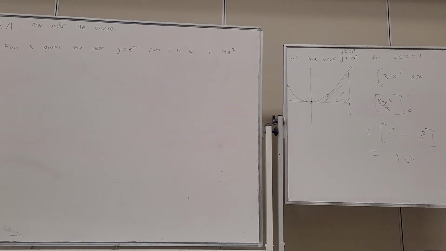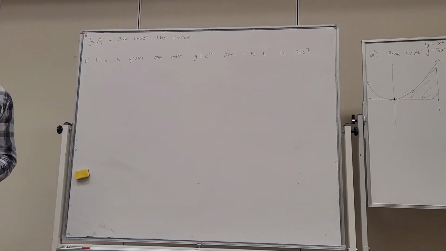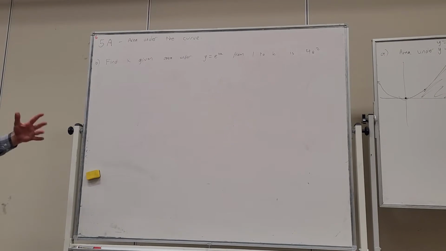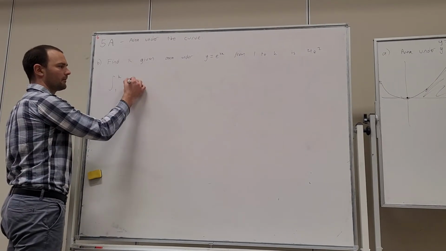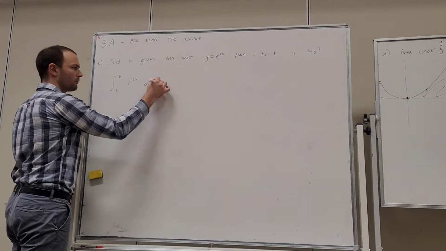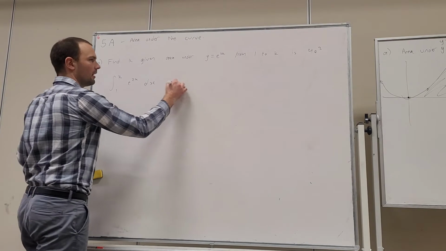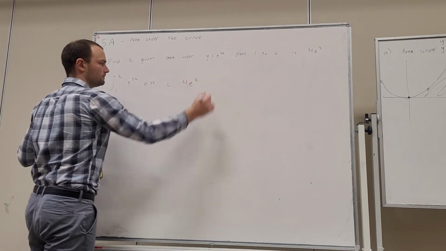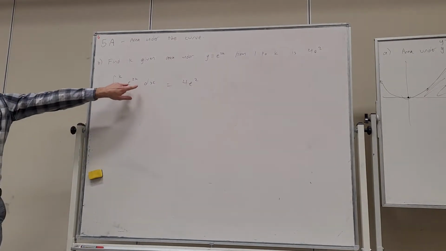Find k given the area under this function from 1 to k is 4e squared. First let's make a statement like that. The integral from 1 to k of e to the power of 2x with regards to x, let's make sure we're getting all that terminology correct, is equal to 4e squared. That's our opening statement, and then we're going to process this and solve for k.